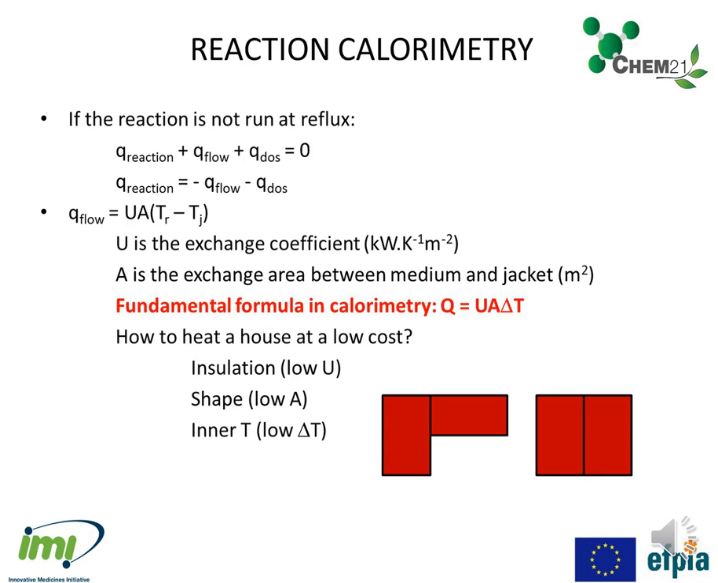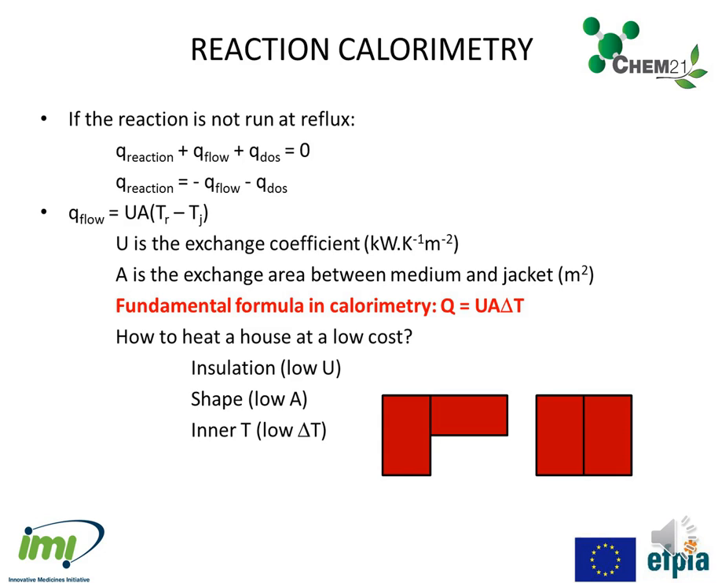The basic equation to remember all your life is Q flow equals UA (T reaction minus T jacket). U is the exchange coefficient in kilowatt per Kelvin per square meter. A is the exchange area between the mixture and the jacket in square meter. This is a fundamental equation in calorimetry.